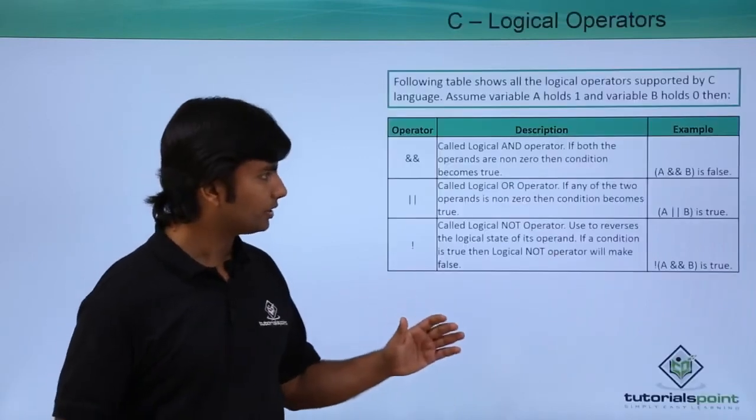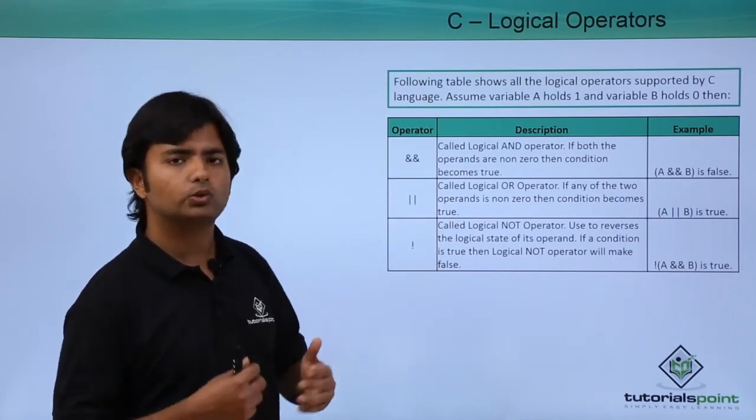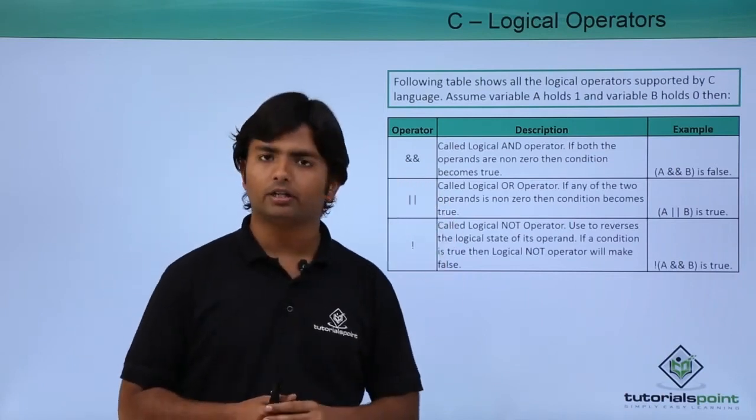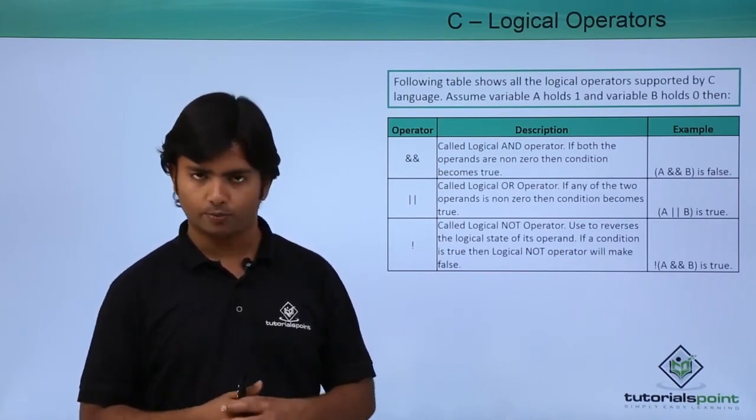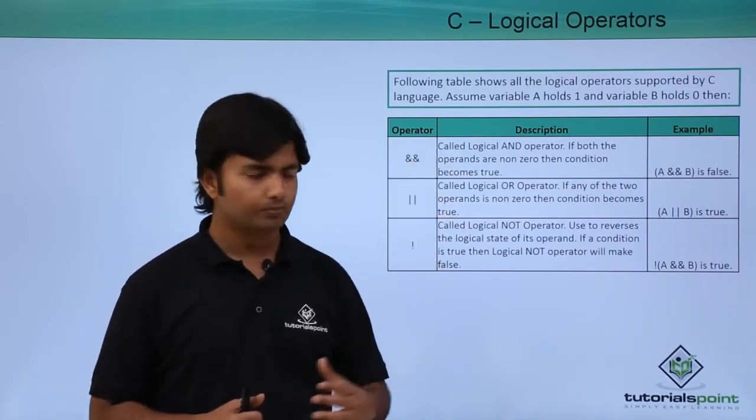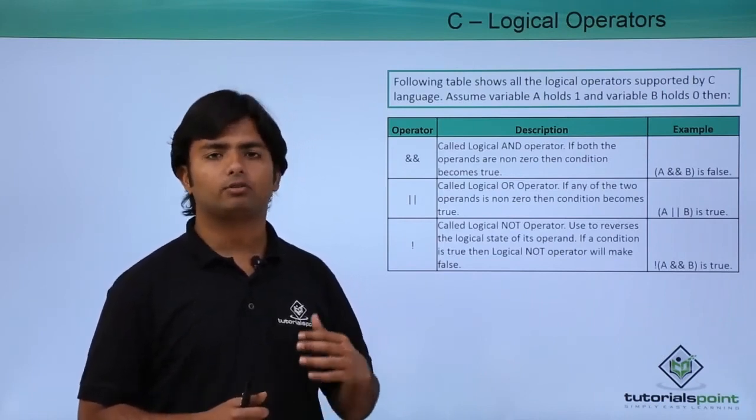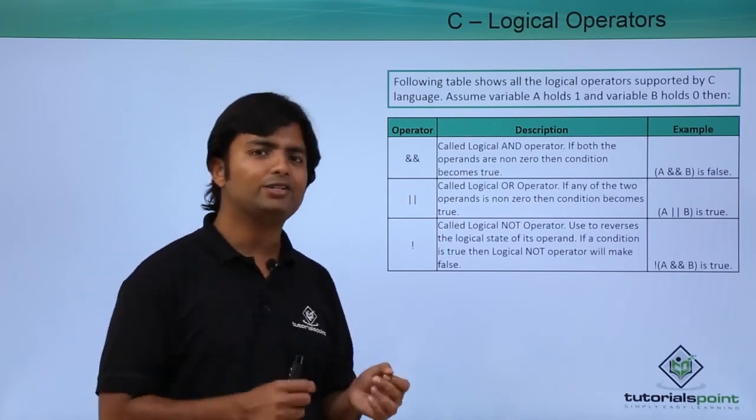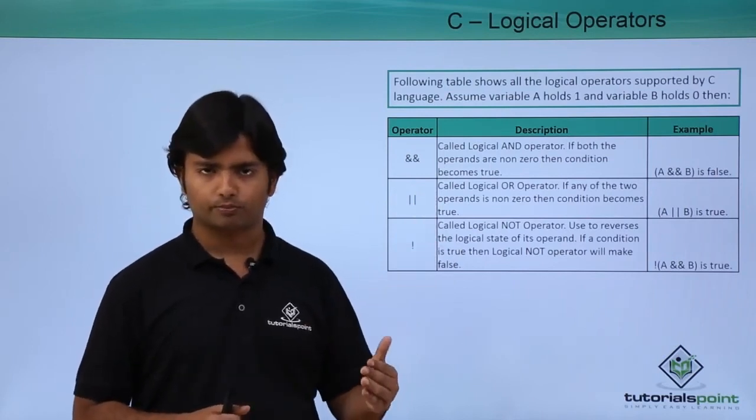In logical operators, we have operators like AND and OR, which are used to combine two conditions. If I talk about the AND operator, it will return a true, that is 1, if both the conditions are true. If any of the conditions is false, it will return a 0. Similarly, if I talk about the OR operator, it will return a false only when both the conditions are false. But if any of the conditions is true, it will return a true, meaning 1.